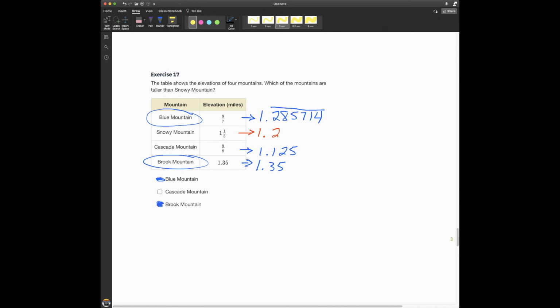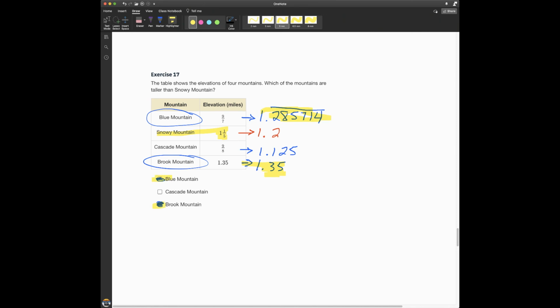All right, number 17. This table shows the elevations for 4 mountains. Which of the mountains are taller than Snowy Mountain? So I want to find all of the values that are larger than what Snowy Mountain is, in miles. I can do that, no problem. I just turn them all into decimals, so that's what I did over here. I want to pick all the decimals that are greater than 1.2. Well, there's a couple of them, this one and this one. So that's how I got 2 answers.